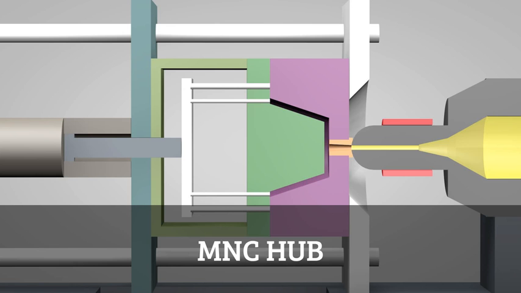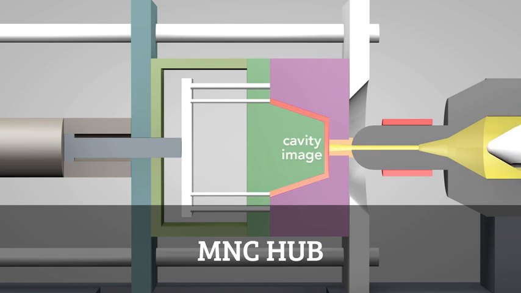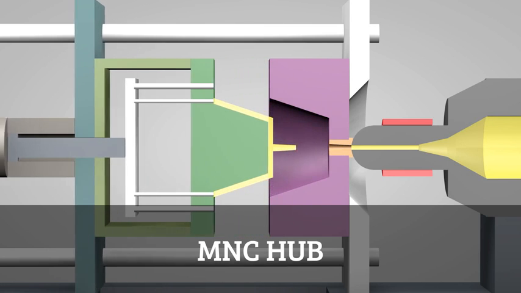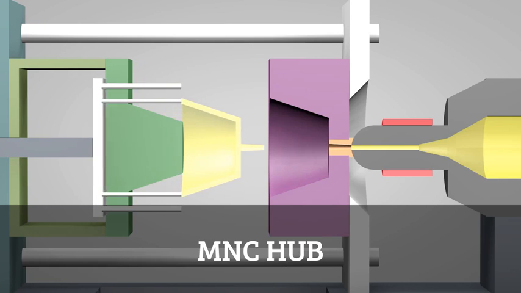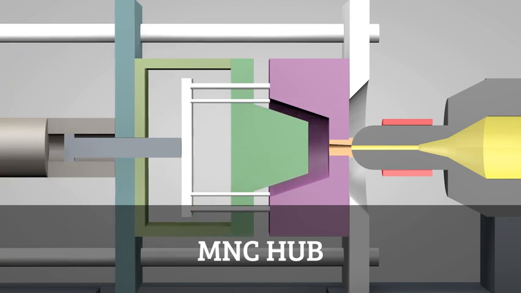In a matter of seconds, the screw injects the molten plastic into the empty part of the mold called the cavity image. The plastic solidifies in under a minute. The mold opens and the part is ejected. The mold then closes and the process repeats.